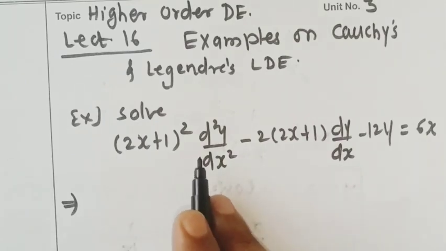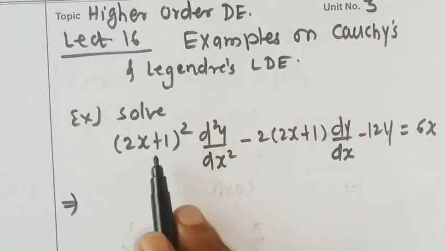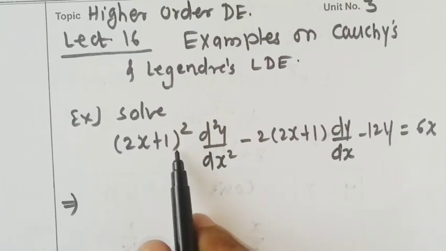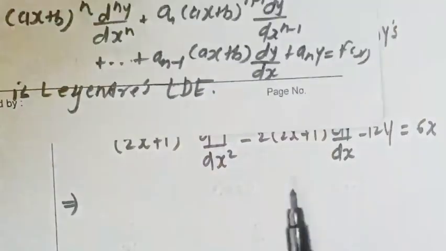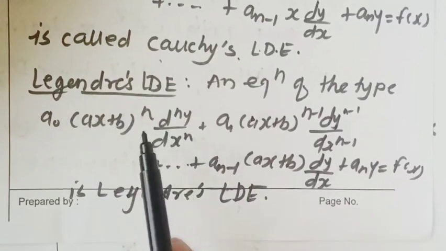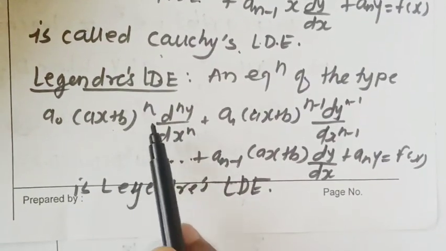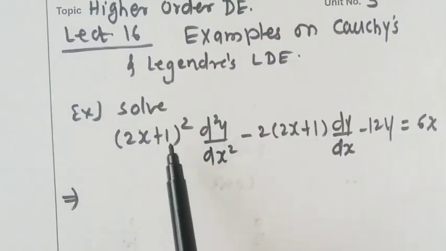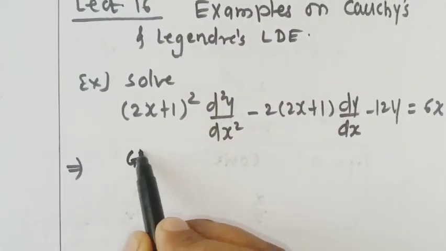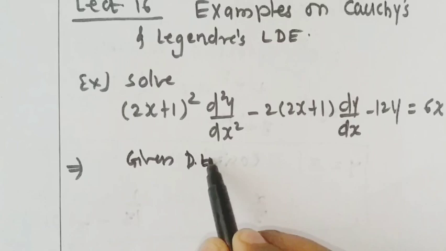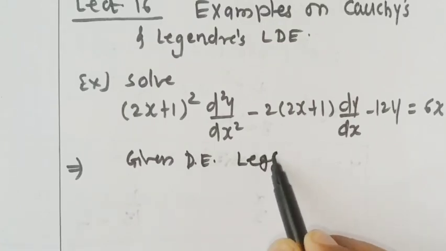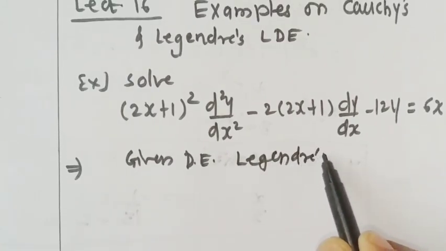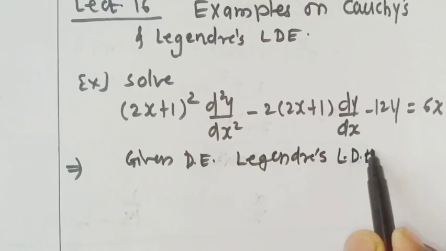But if you see the coefficients of the derivatives, they are in the form of a linear factor of the type ax + b. And we know the definition of Legendre's differential equation. Whenever we have this type of linear factor, it is a Legendre's differential equation, right? So here, the given differential equation is a Legendre's linear differential equation, you can say.